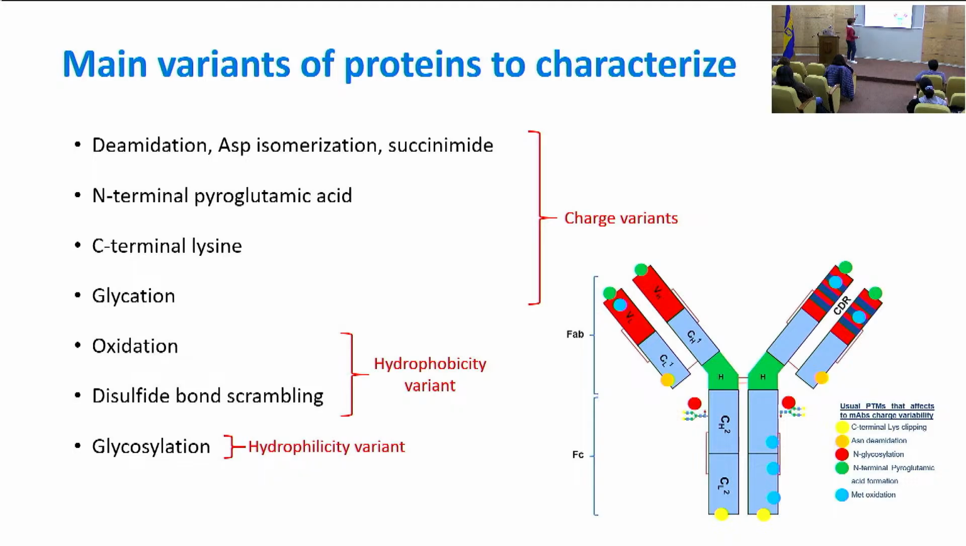So here you see, for instance, deamidation, the removal of C-terminal lysine, glycation, or addition of N-terminal pyroglutamic acid leads to the generation of charge variants. Oxidation and disulfide bond scrambling lead to the generation of hydrophobic variants, and glycosylation could lead to the generation of hydrophilic variants as well as charge variants, as I said before.